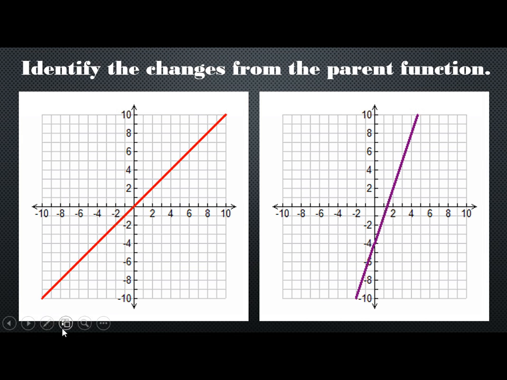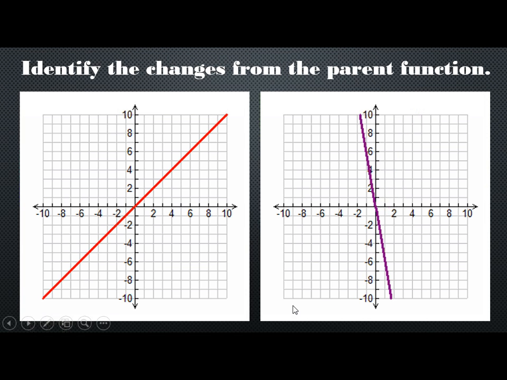Our next one. All right, we've got red, purple, and I'm gonna go with 2 people for this one, Sam and Angela. Sam, tell me one thing that happened to my purple here. Good, it reflected, right? Instead of here, it's going the other way. Good. And Angela? Good, it got steeper. It's definitely more steep. All right.